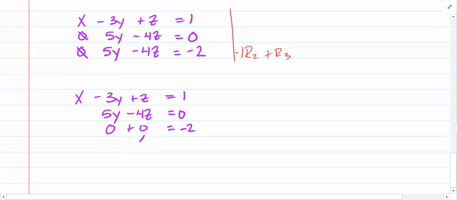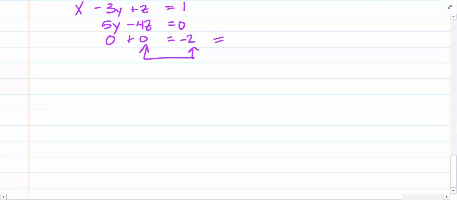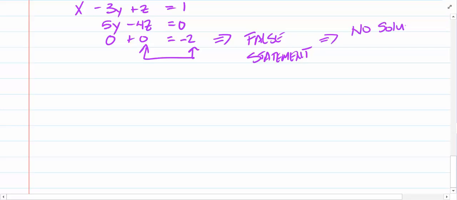Okay, ladies and gentlemen, check it out. When does 0 equal -2? It never does, okay? So this implies a false statement. Do you guys agree with that? Okay, if you have a false statement, that implies that you have no solution, which means you have an inconsistent system. And you don't need to go any further.